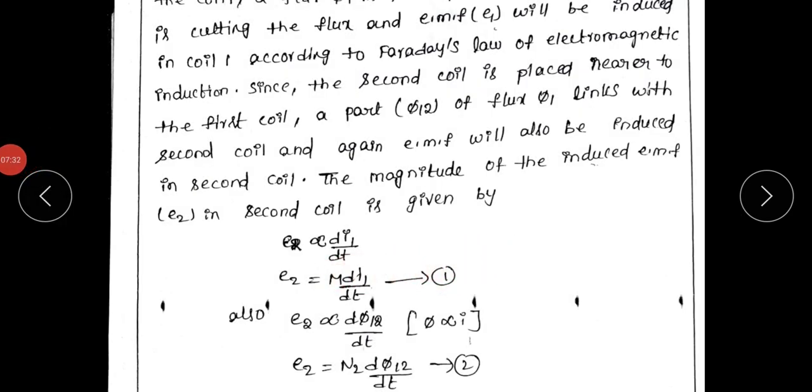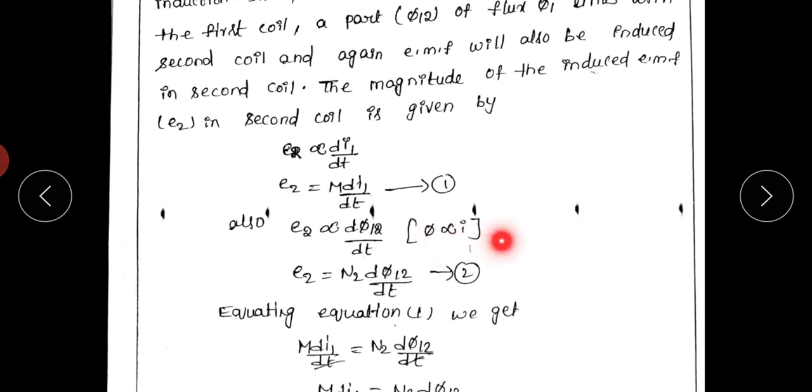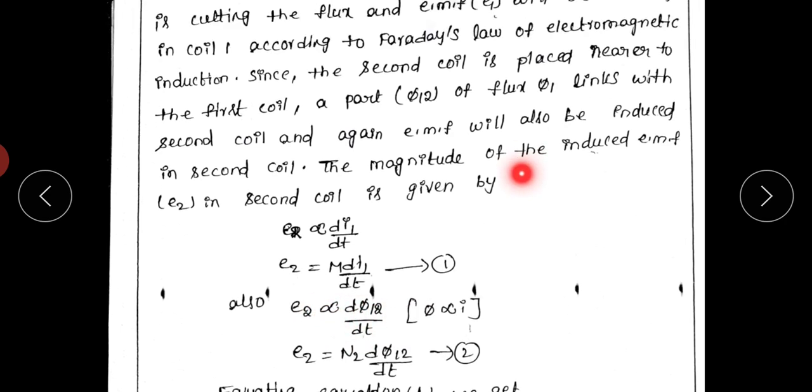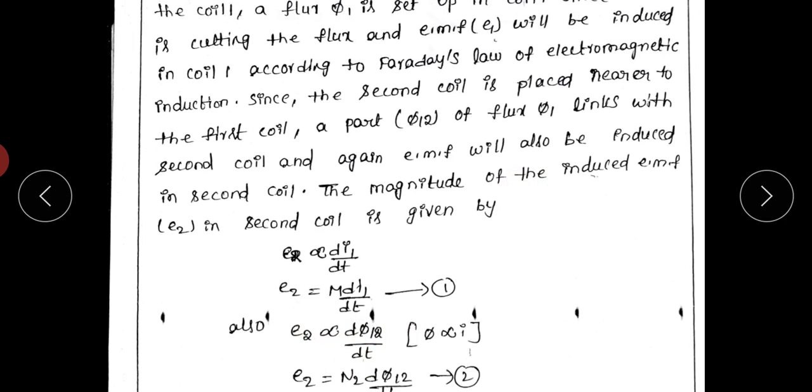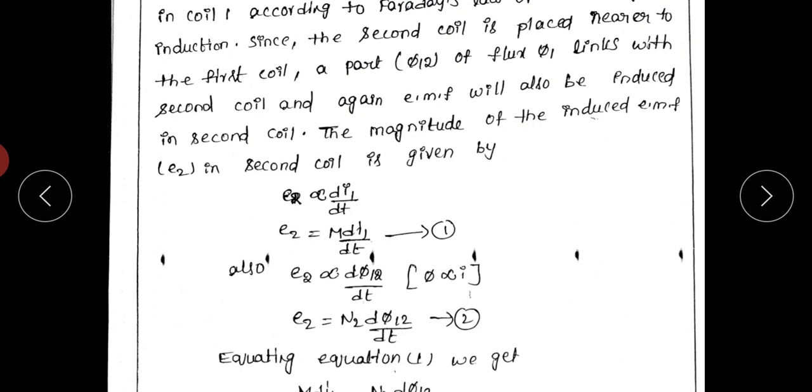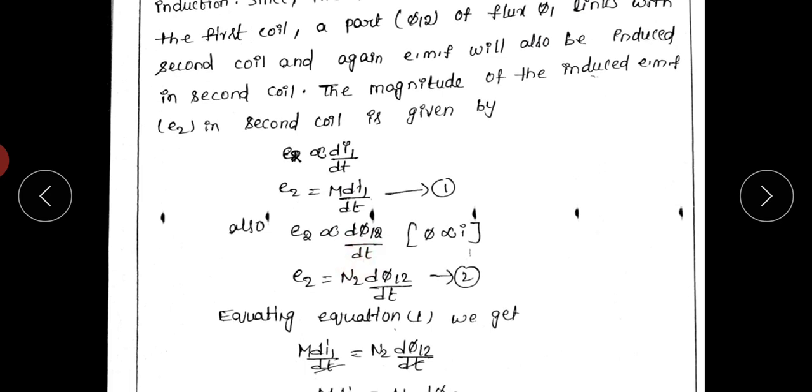We know that the magnetic flux is directly proportional to current, so we can write E2 proportional to d by dt of phi12, the flux that links with the second coil. Due to this phi12 flux only, EMF E2 is induced. So E2 equals N2 into d phi12 by dt, where N2 is the number of turns of the second coil. This is equation 2.